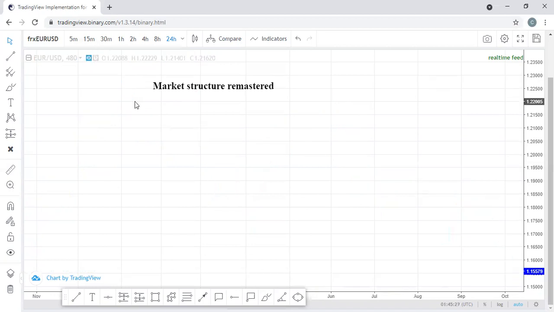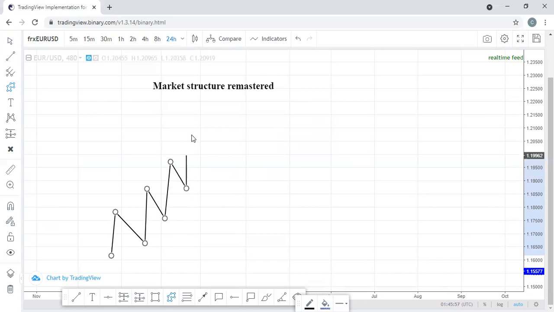Now, the first thing you must know in market structure is that there are about 4 kinds of trends. I'll be fast, I'm not going to be typing all these things out like I did before. The first trend is the uptrend, and the uptrend is characterized by higher highs and higher lows. We also call it a buyer's market. This is what an uptrend looks like.